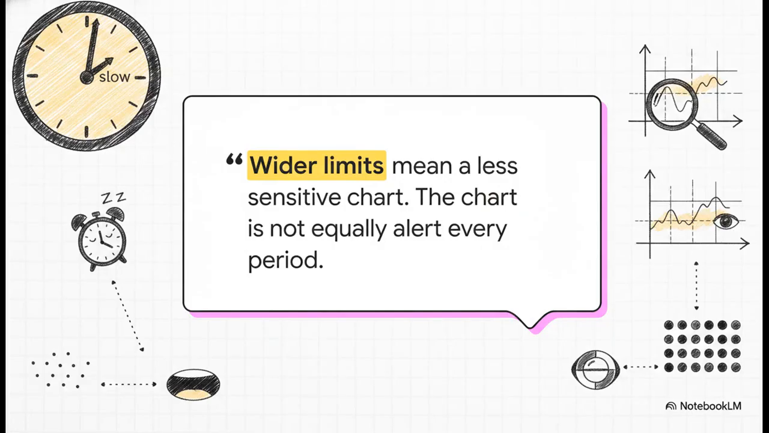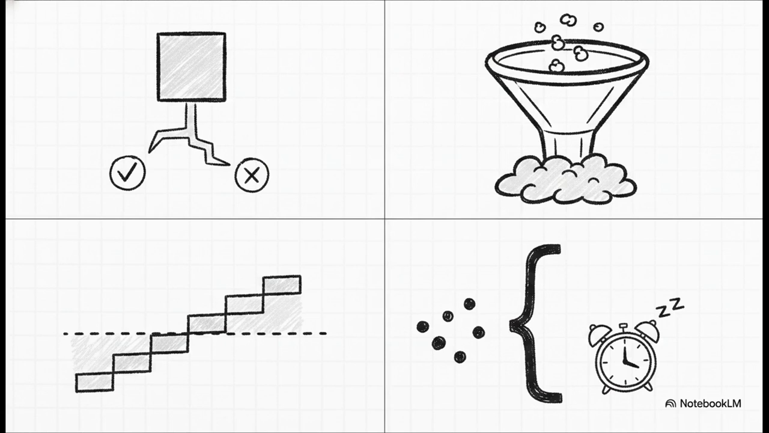And this brilliantly illustrates a vital trade-off, actually quoting directly from the source material here. Wider limits mean a less sensitive chart. The chart is not equally alert every period. It's so true. When your sample size drops, your limits widen out, and your chart basically acts like a slower, sleepier alarm. It literally might sleep right through a real process shift simply because it didn't have enough data to prove the shift was actually real. That is exactly why you want to plan your sample sizes and try to keep them as large and steady as possible.